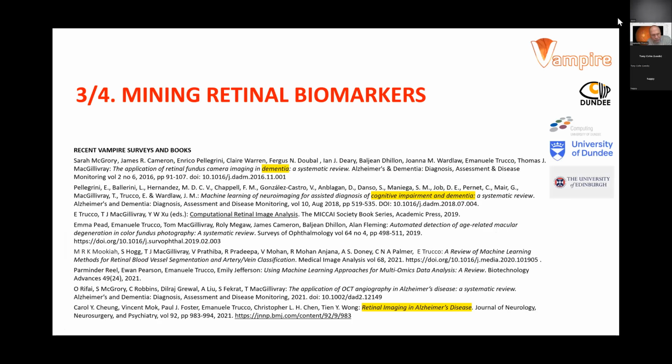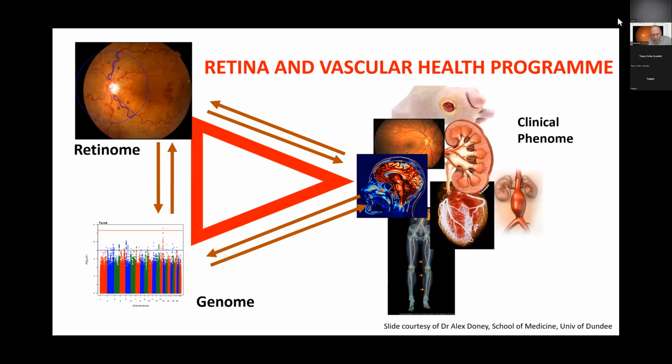I move fast here to the retinal biomarkers. So a few examples of projects on retinal biomarkers for specifically dementia, cognitive decline, but also I'll touch upon other things. This triangle is a slide contributed by my colleague and friend, Dr. Alex Doney, in the School of Medicine at our university. This is the triangle of elements which provide the data for a risk assessment in our vision.